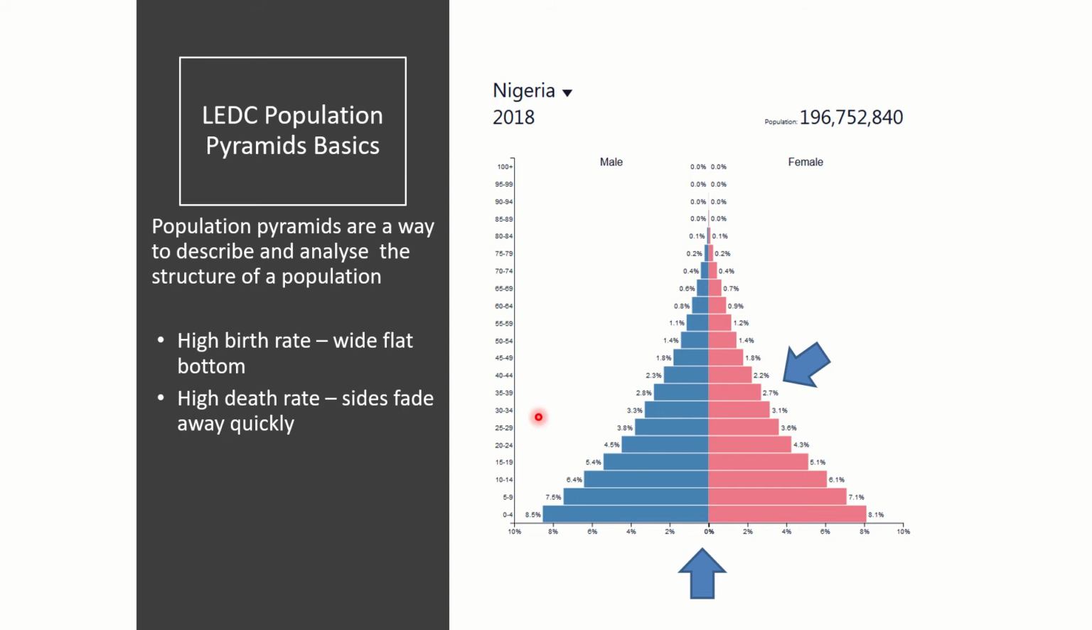If you're not very comfortable with graphs and you're not very confident, just think the steeper the graph fades away with this curve shape, the higher the death rate is. A short pyramid, i.e. a pyramid that doesn't extend very high, you can see all these zeros up here, that tells you that there's a low life expectancy.